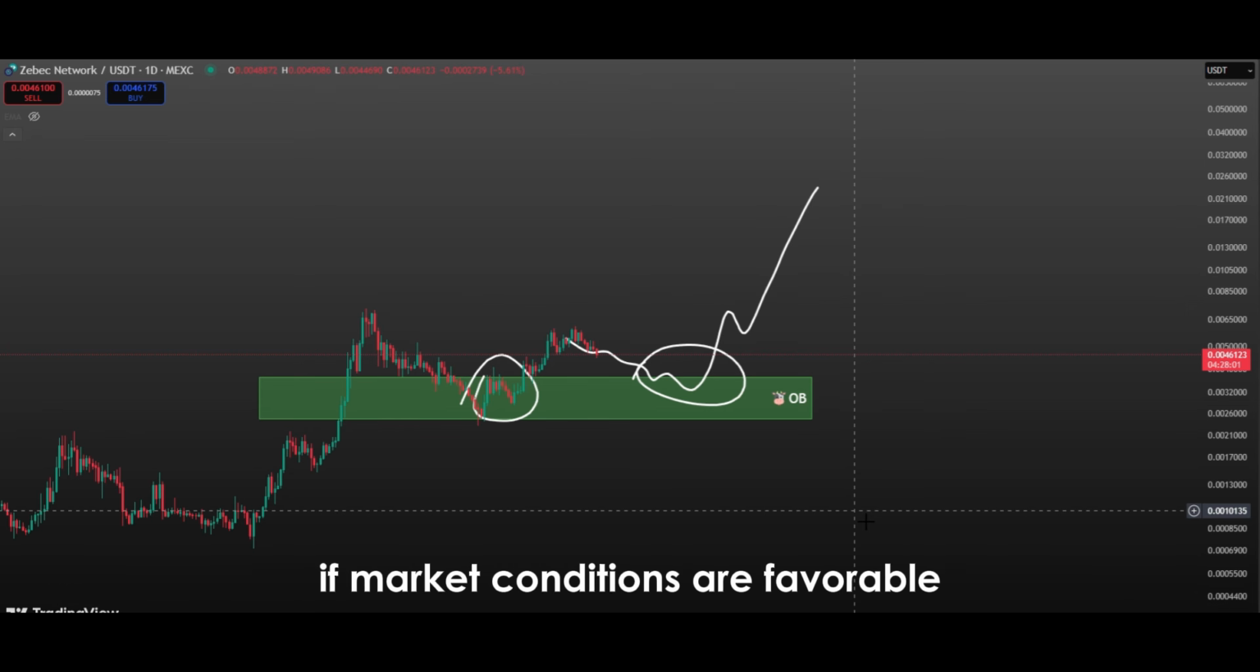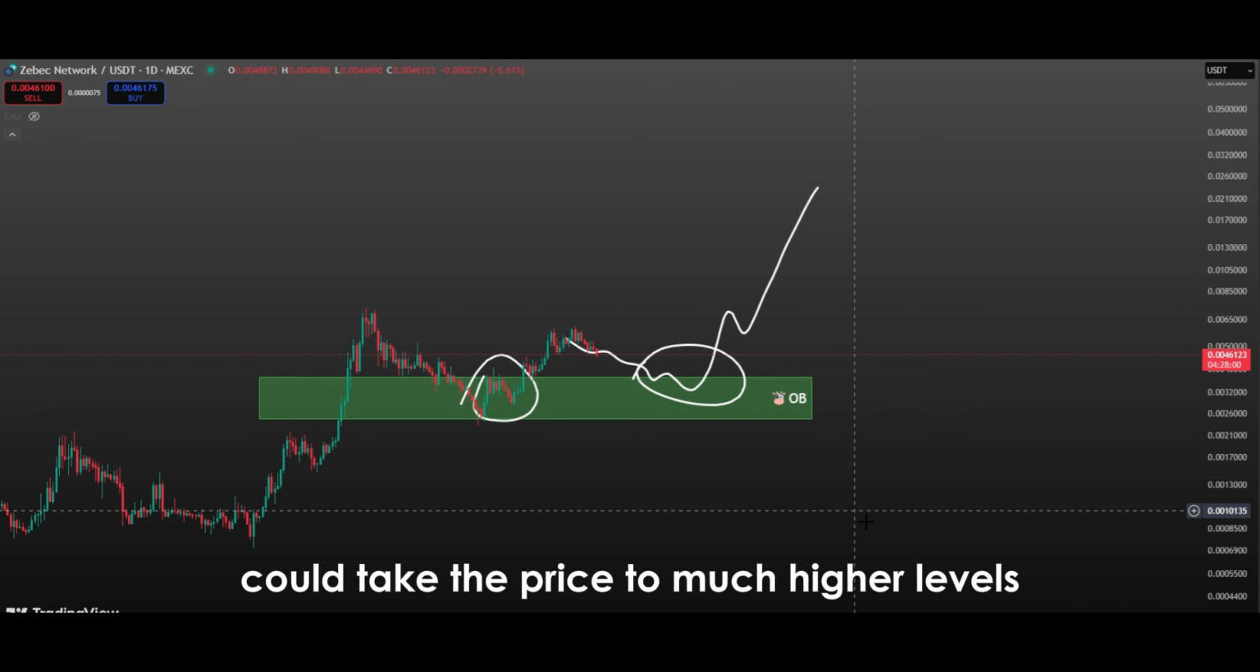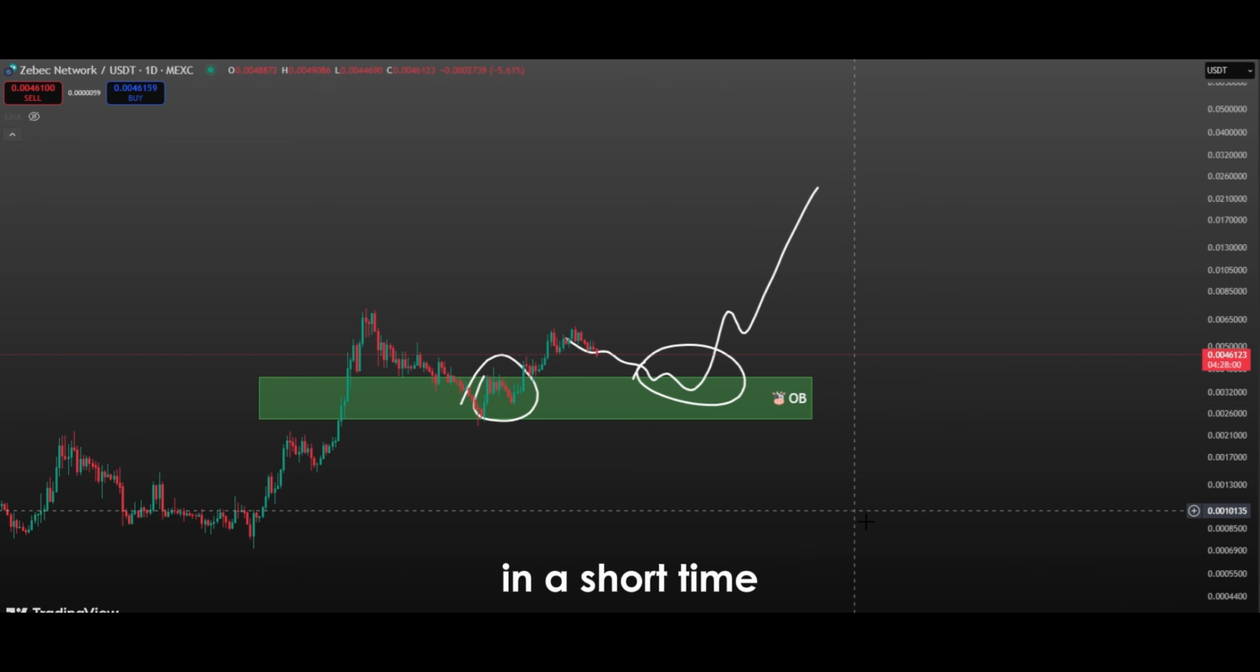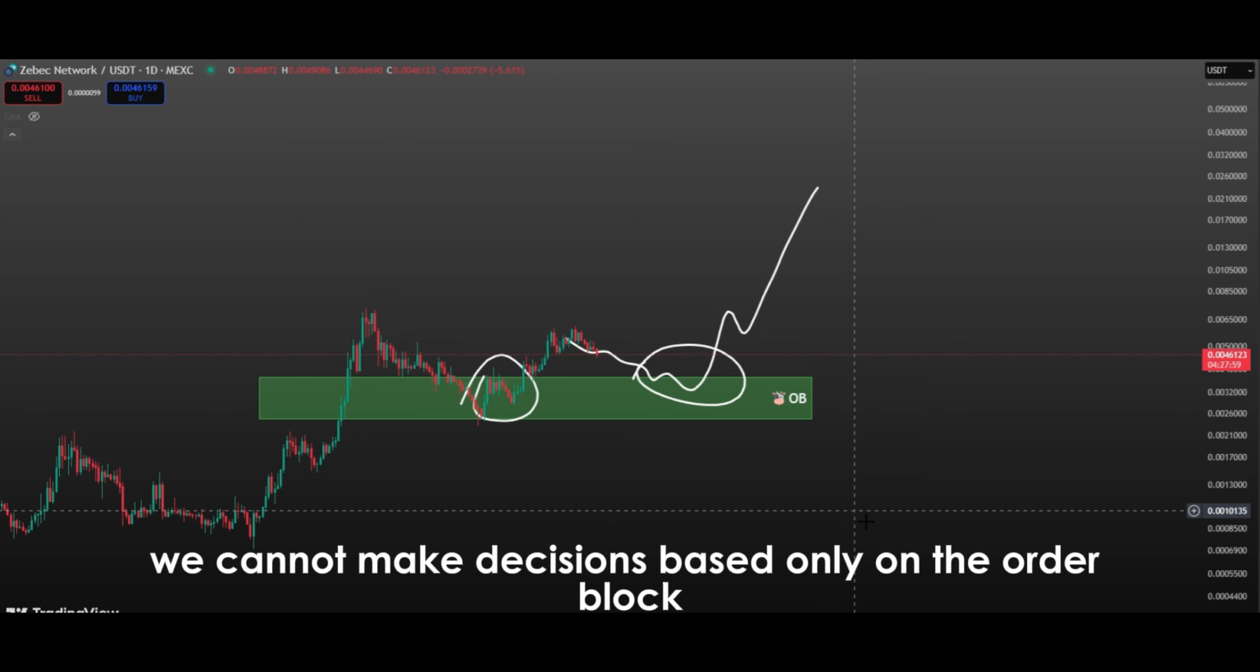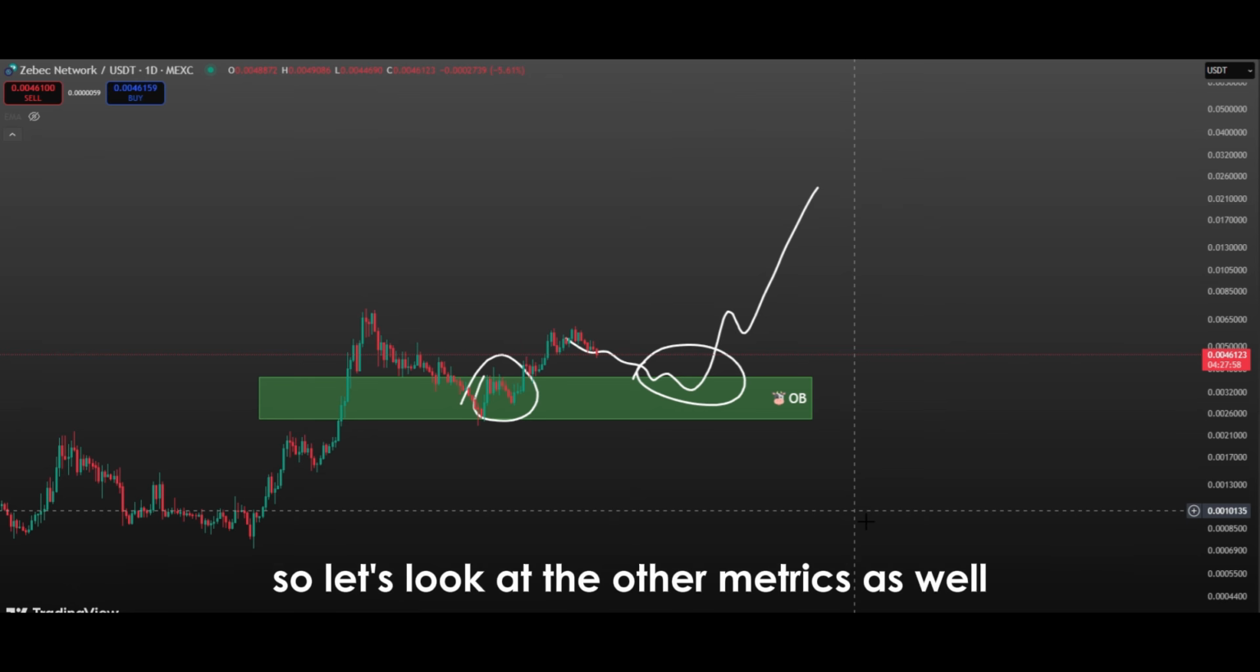If market conditions are favorable, a move starting from this block could take the price to much higher levels in a short time and generate significant profits for investors. But we cannot make decisions based only on the order block, so let's look at the other metrics as well.